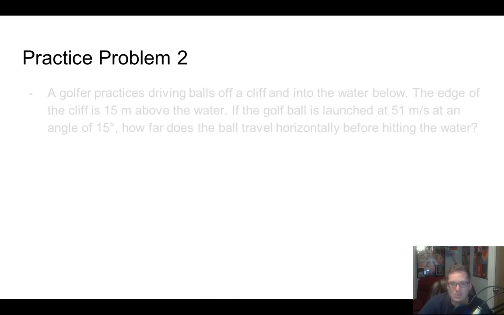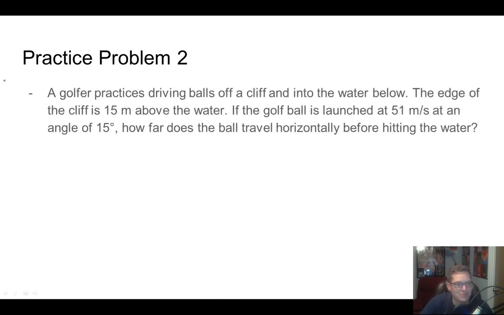All right, anyway, practice problem number 2. Now this one's a little bit trickier. This one should be fun. A golfer practices driving balls off a cliff into the water below. The edge of the cliff is 15 meters above the water.